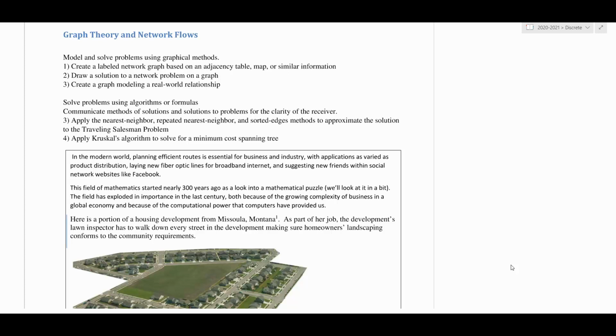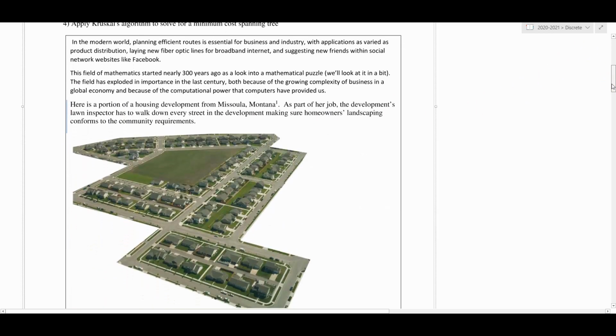Hello everyone, welcome back. Today we're going to start Unit 3, which is going to focus on a field of math known as graph theory. If you would like, you could read through some of the objectives and things here. I'm not going to read those to you. Instead, I'm just going to go ahead and start introducing what graph theory is and what it does for us.